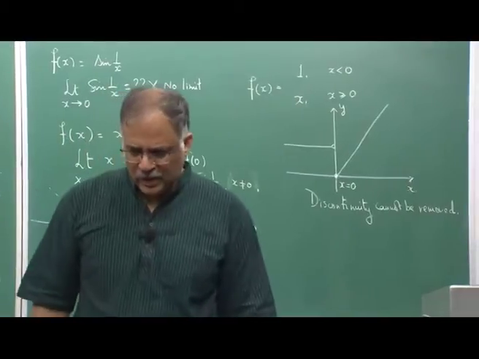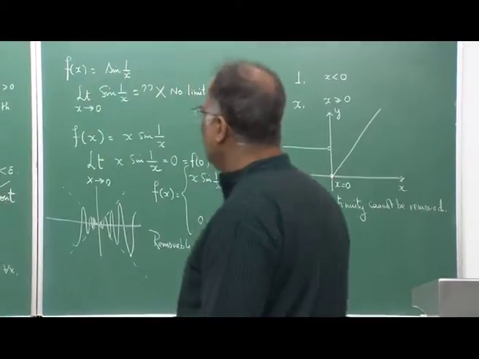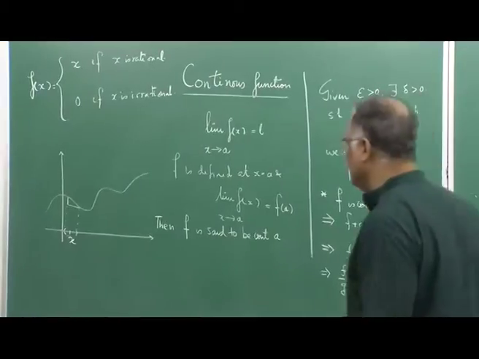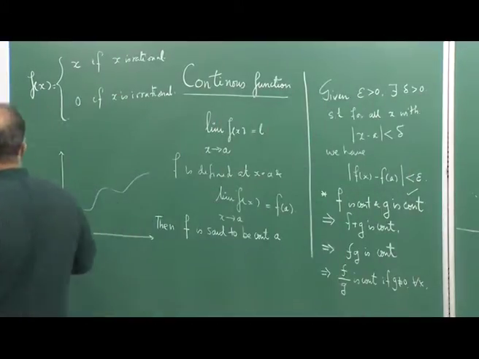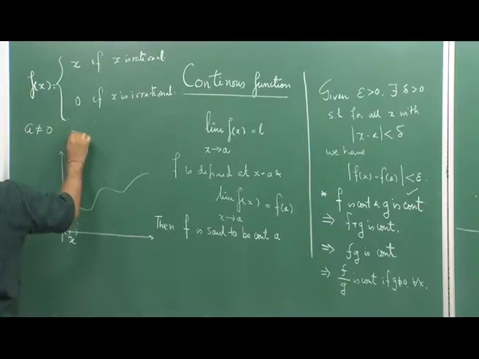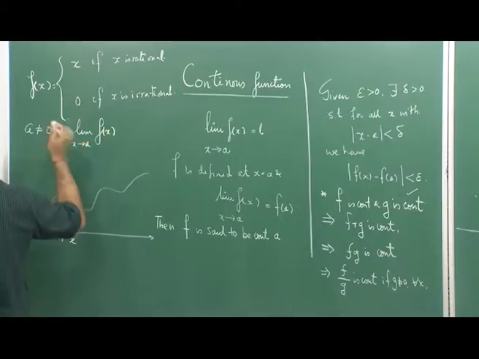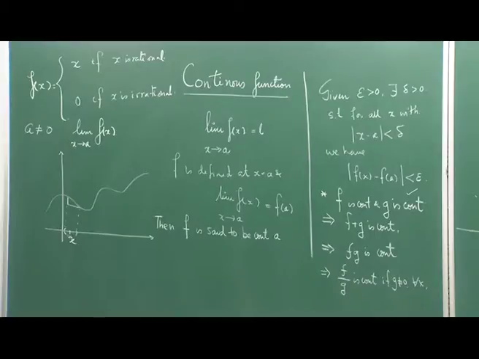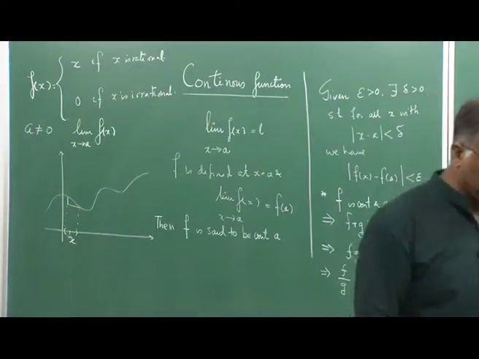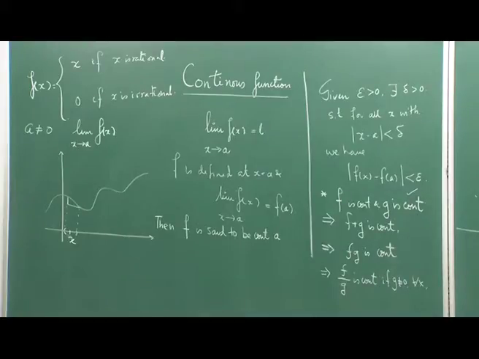So, if you take any point other than 0, any a not equal to 0, then the limit of f(x) as x tends to a does not exist. Why? Because the function values keep on oscillating.